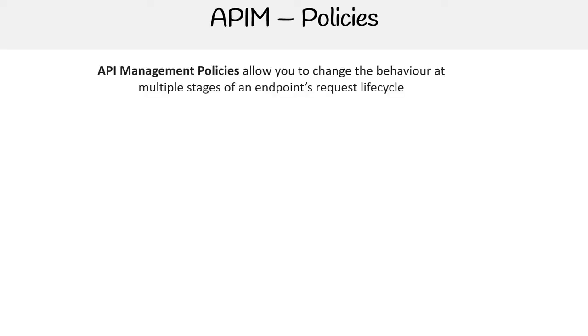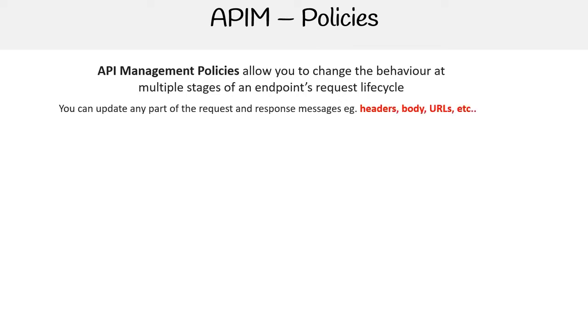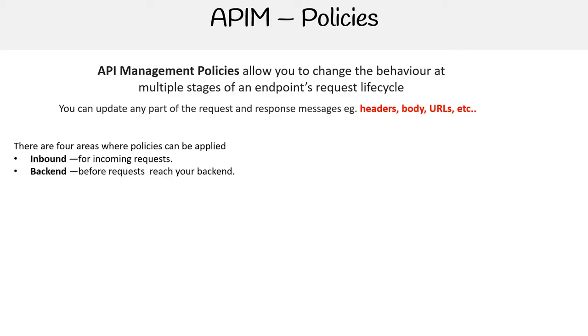All right, let's take a look here at policies for APIM. API management policies allow you to change the behavior in multiple stages of your endpoint's request lifecycle. You can update any part of the request or response message, such as the headers, bodies, URLs. And there are 4 areas where policies can be applied. We have inbound for incoming requests, backend before requests reach your backend, outbound before sending responses back to the client, and error when a request encounters an error.